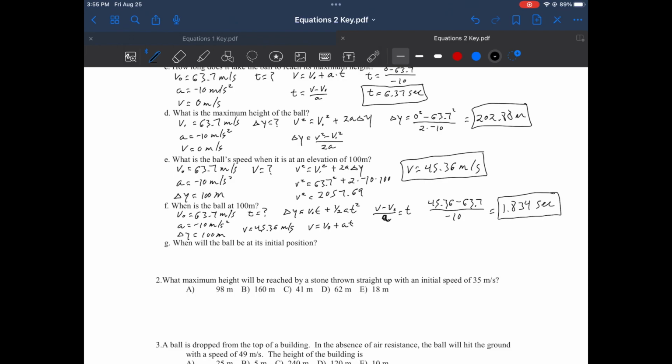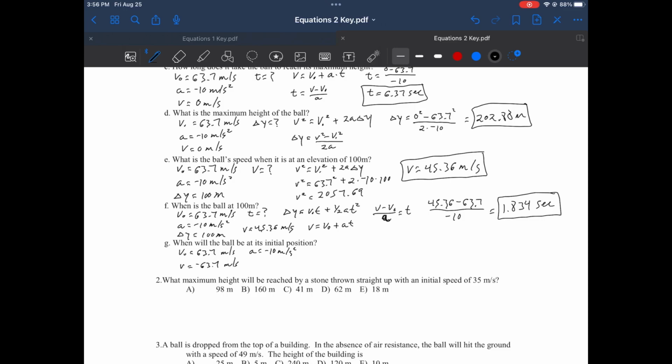If the ball moves upwards with an initial velocity of 63.7 meters per second, at its highest point, the velocity is 0. Then when it comes back down, it reaches its initial position. Since it had the same acceleration upwards as it did downwards, we should expect the same velocity at the same position, just in the opposite direction. That is, our final velocity would be the same magnitude, opposite direction, negative 63.7 meters per second. Acceleration is still down, negative 10 meters per second squared.